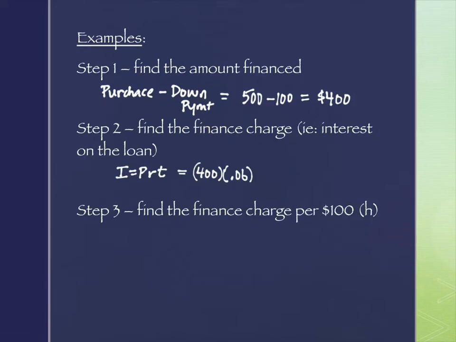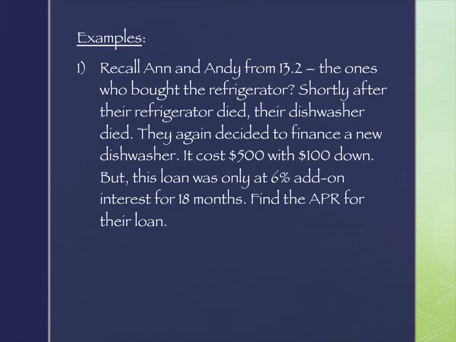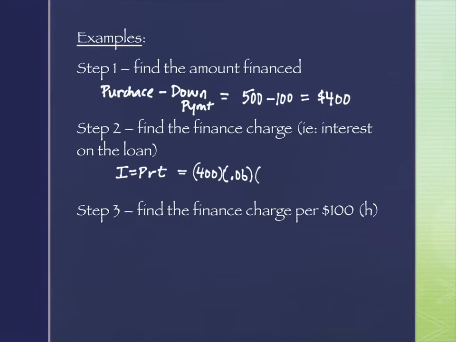Is everybody good with that? Okay, how about my time? So it's 18 months. Time's always in the formula used in years, so 1.5 it is. Okay, so if you don't have one out, go ahead and grab a calculator. You're going to need that for several problems to do today. We're going to take 400 times 0.06 times 1.5. 36. So it's going to cost us $36 to finance the remaining portion of the dishwasher.